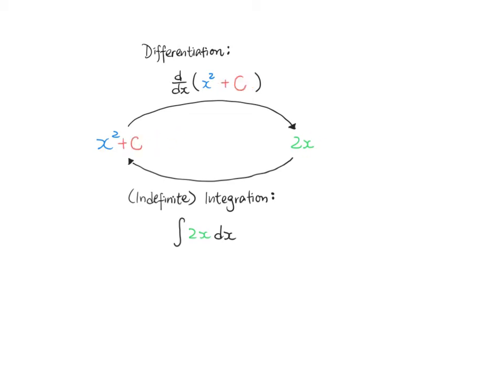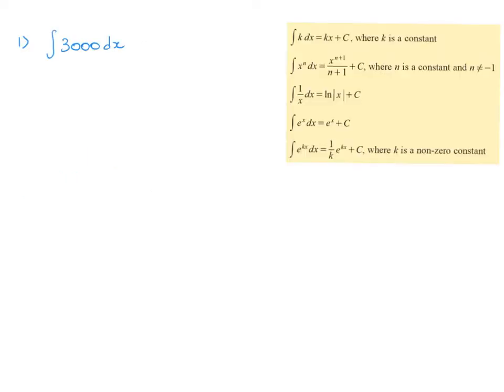And so in general, whenever we do an integration on a function, we will always add a constant at the end. And we call that the constant of integration. And so while 2x is called the derivative of x squared plus c, x squared plus c is actually called the primitive function of 2x. So now, how do we actually integrate these?